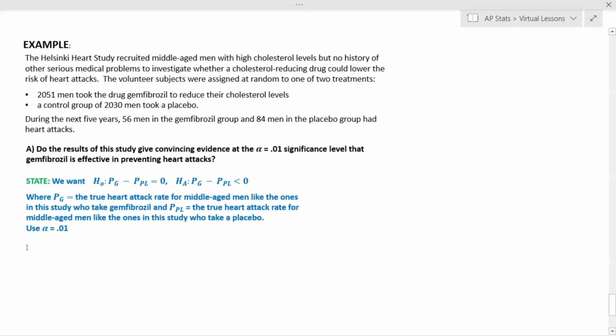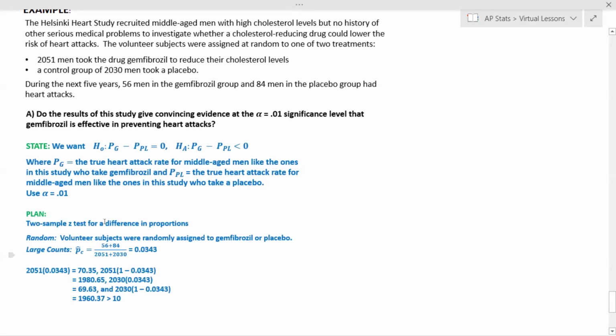Okay, so here is the plan step. We're going to do a two-sample z-test for a difference in proportions. We're going to check the random condition. And we have to state, again, you can't just put random and then a check mark, that volunteer subjects were randomly assigned to GEM or placebo. Now, because this is an experiment where randomness was introduced in the assignment to treatments, you don't have to check the 10% condition because the subjects in the sample were not sampled without replacement from some larger population.